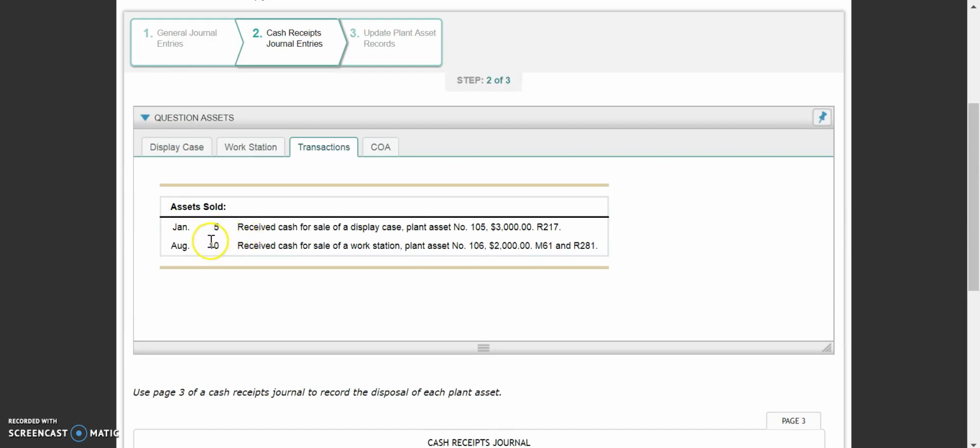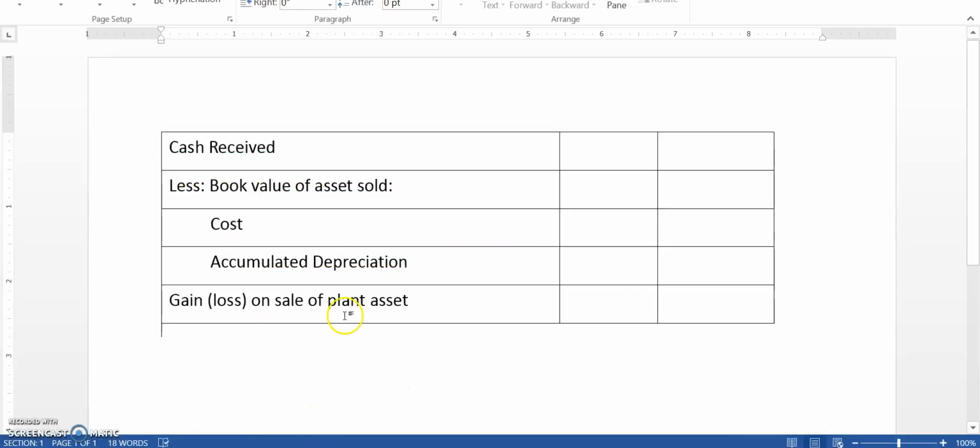So let's look at our first one on January 5th. It says we received cash for sale of display case for plant asset number 105 for $3,000. So what we need to do here is, because we did not have any additional depreciation, what we need to figure out is, do we have a gain or a loss, or did we sell it for exactly book value? The best way to do it is to use this little chart.